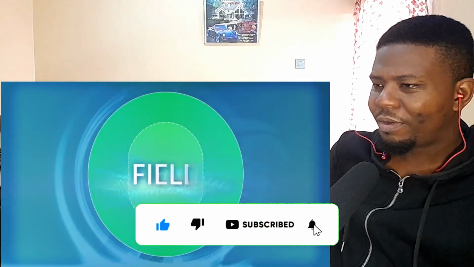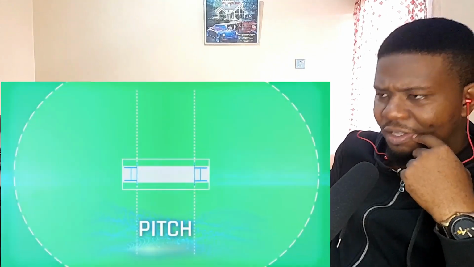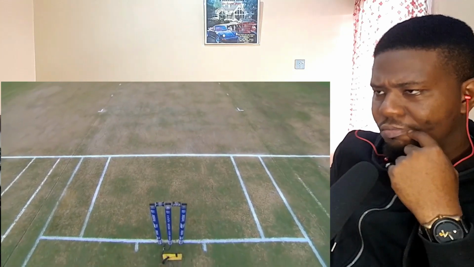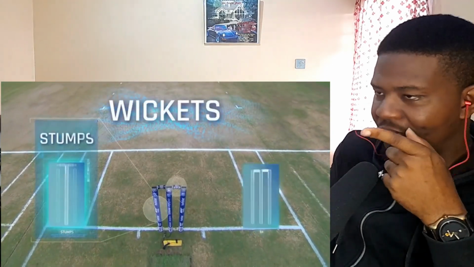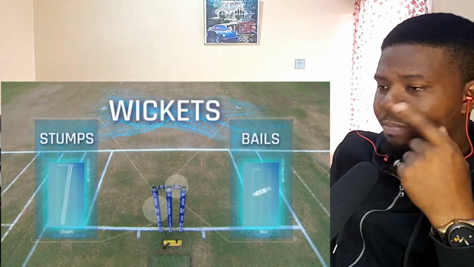Cricket is played on an oval-shaped field, and in the middle of that field is the pitch. It looks the same as baseball as well. At either end of the pitch, you'll find these things. They're called wickets, and they're made up of 3 wooden stumps that support 2 bails. They're important, but we'll come back to them shortly.